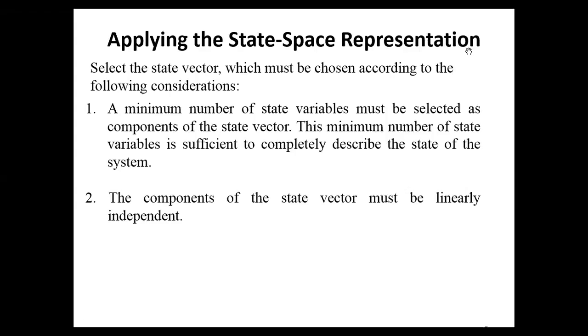The first is that a minimum number of state variables must be selected as components of the state vector. The minimum number of state variables is sufficient to describe completely the state of the system. And the second is that the components of the state vector, that is, the minimum number of state variables, must be linearly independent. So let's review and clarify these statements.